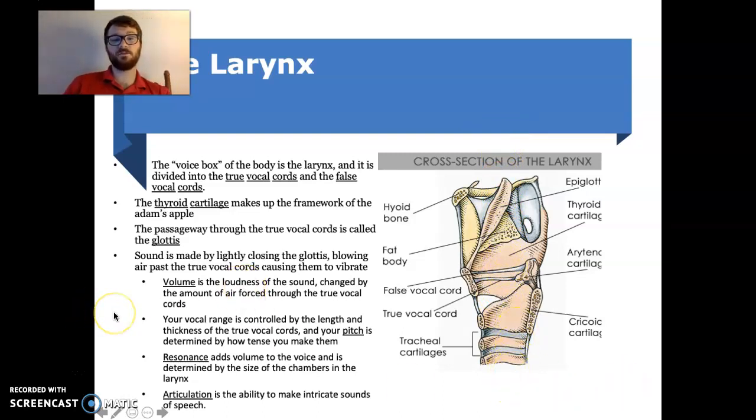Sound is made by closing the glottis, blowing air past the true vocal cords, causing them to vibrate. And, of course, the vocal cords have a lot to do with how you sound. Volume is controlled by the loudness of the sound, changed by the amount of air forced through the true vocal cords. So if you expirate more, or exhale more air through the lungs and in through the vocal cords, you're going to produce more sound. The pitch is determined by how tense you make your vocal cords.